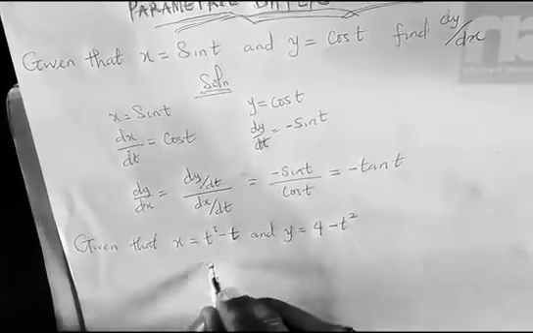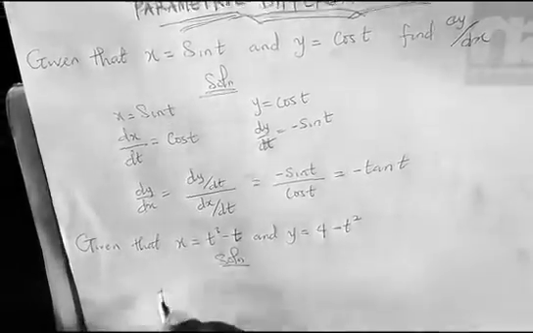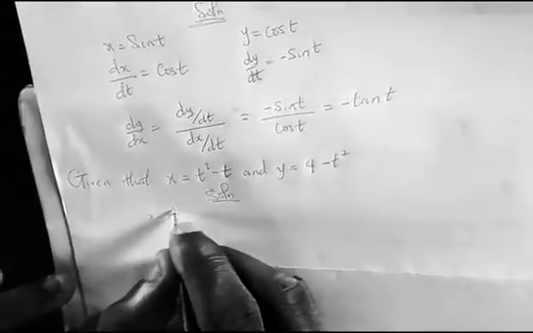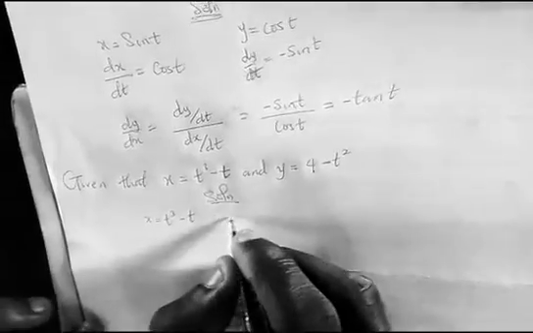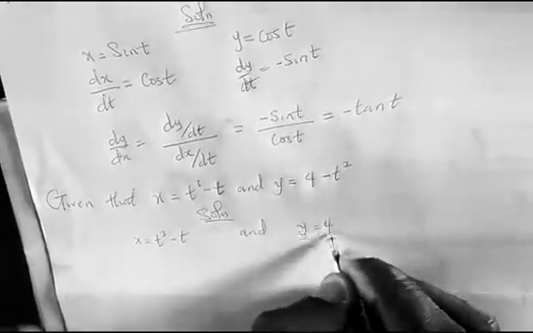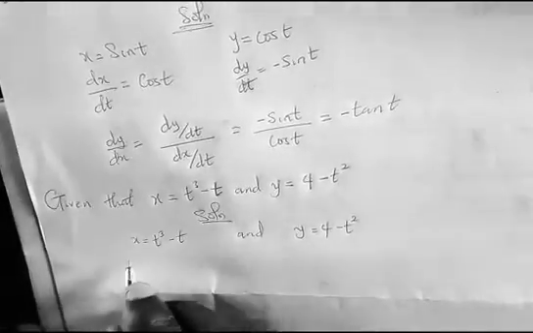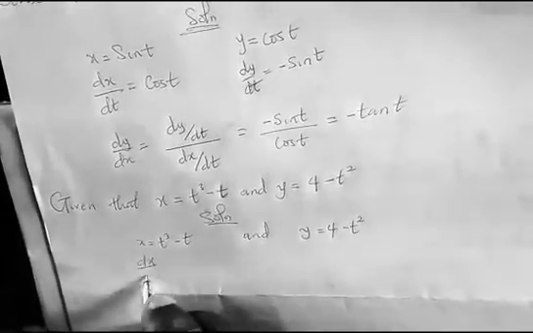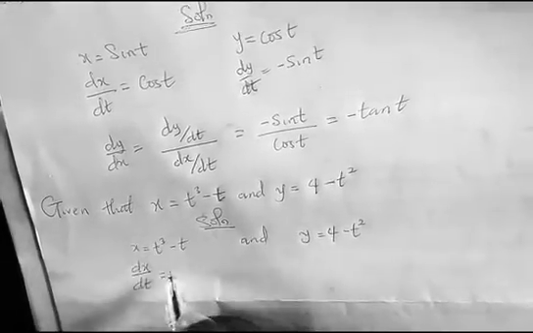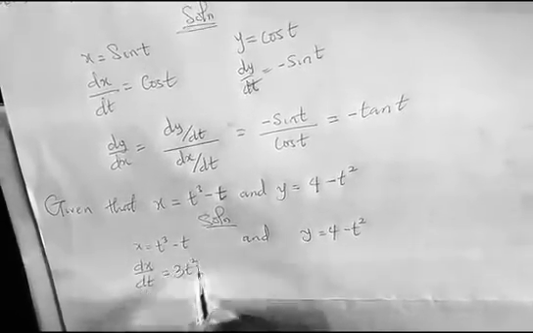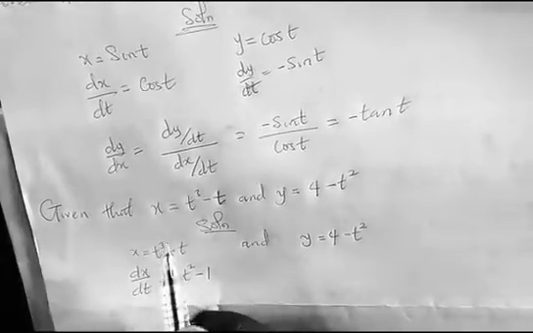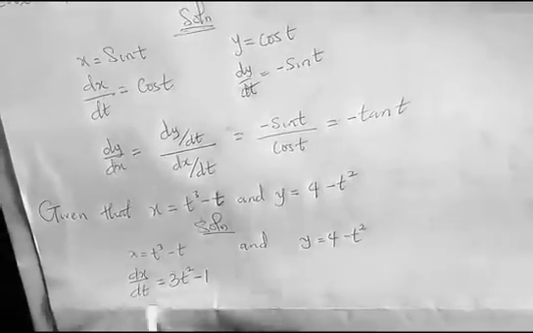So let's say solution. Your x is t raised to the power 3 minus t, and your y is 4 minus t squared. So your dx/dt, you are differentiating this now. That will be 3t squared minus 1. Because if you differentiate t, you will have 1. So that's for your dx/dt.